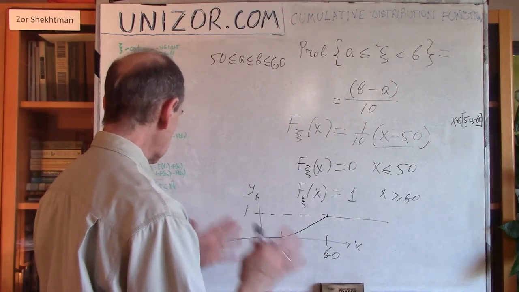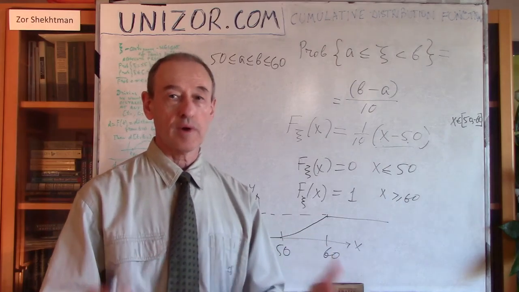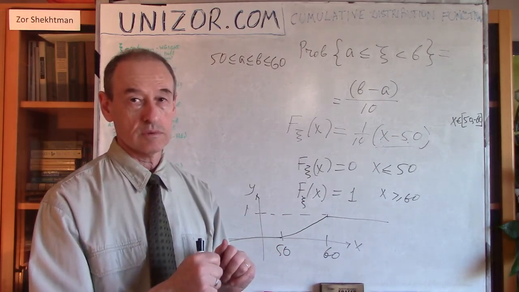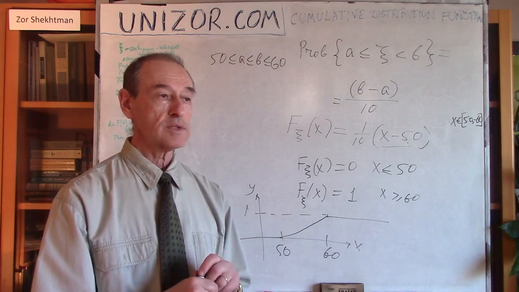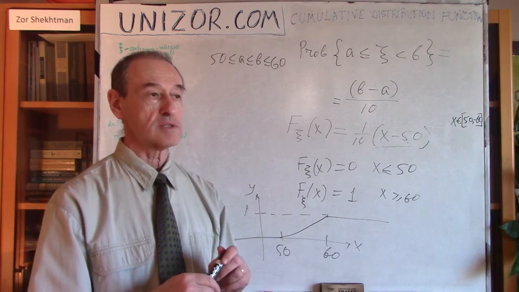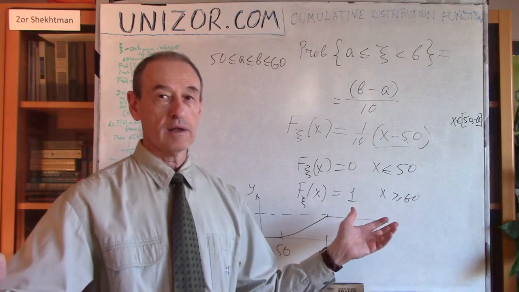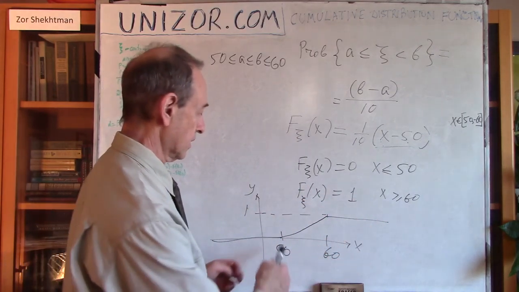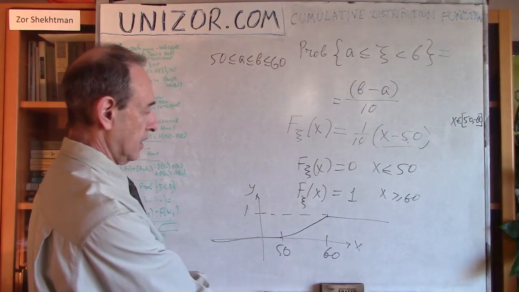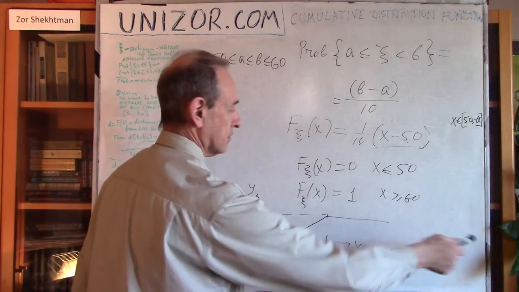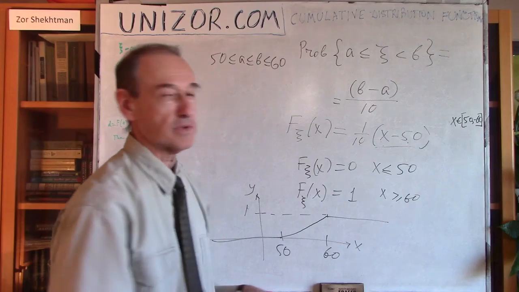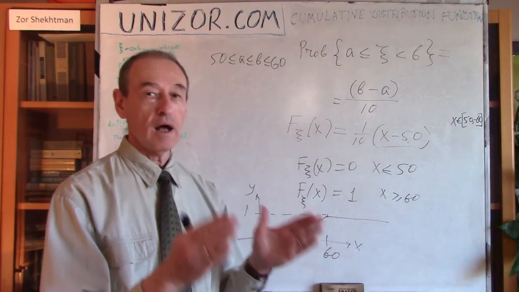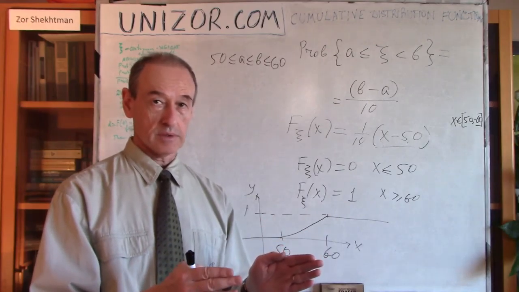All right, so this is the uniform distribution of a random variable on a segment between certain values. There is no such thing as a uniform distribution on the entire line, because it's infinite. We cannot really have this point at negative infinity and positive infinity. It doesn't really work. So uniform distribution is always on a finite segment.